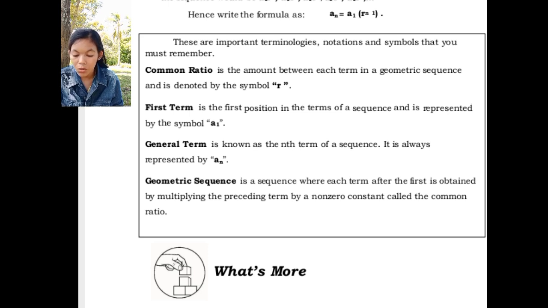General term is known as the nth term of the sequence. It is always represented by an. And a geometric sequence is a sequence where each term after the first is obtained by multiplying.